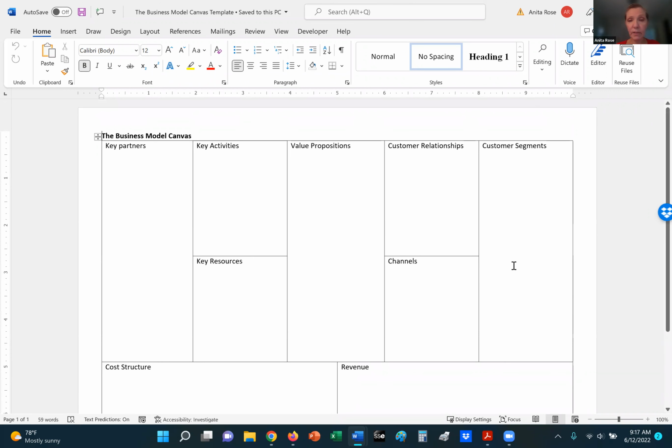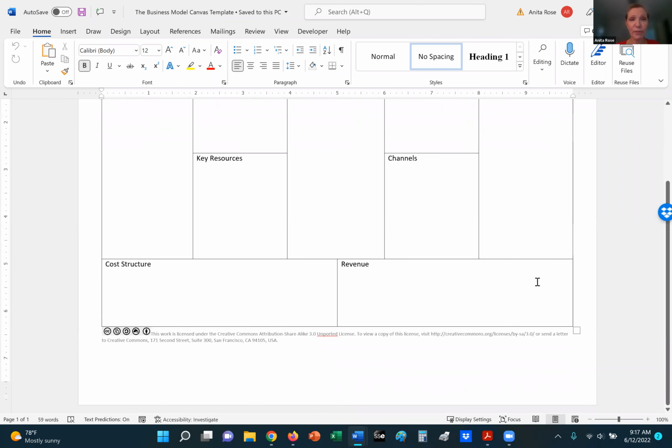So you want to complete this in good detail, but only focusing on one value proposition, one customer segment. And I'm looking forward to viewing these, your business model canvas.